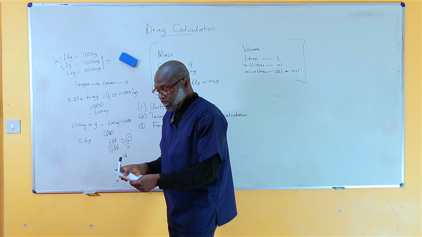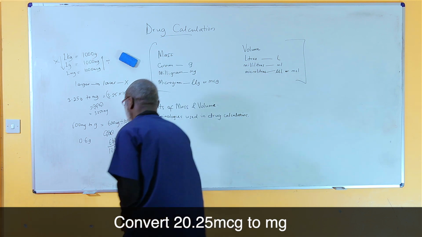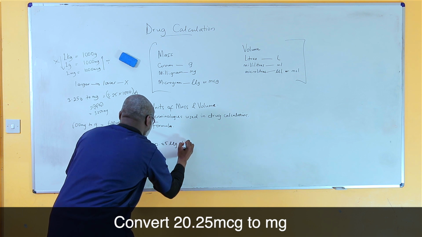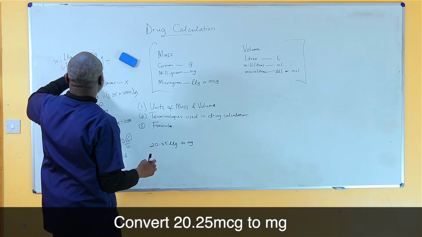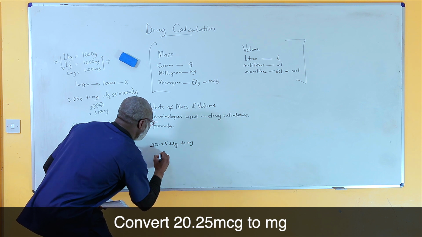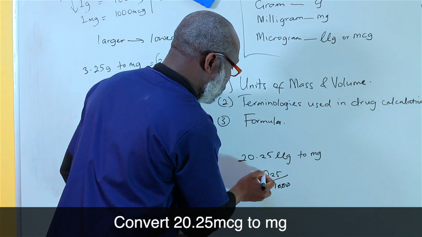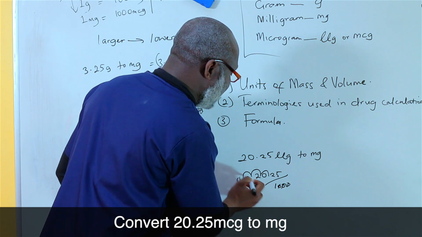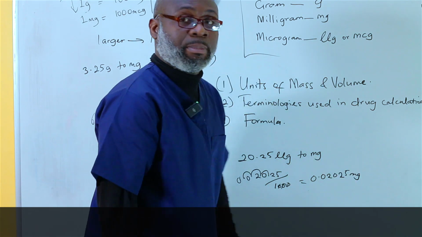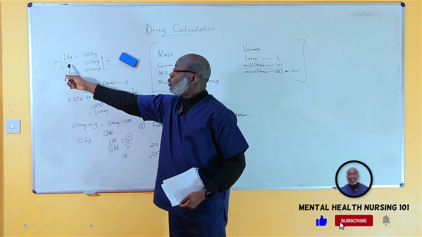Another question says convert 20.25 microgram to milligram. That will be 20.25 microgram to milligram. What are we doing? Microgram to milligram. We're supposed to divide by 1,000. That will be 20.25 over 1,000. So 1, 2, 3. The answer is going to be 0.02025 milligram.